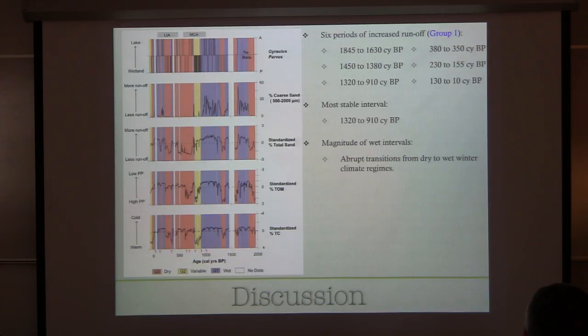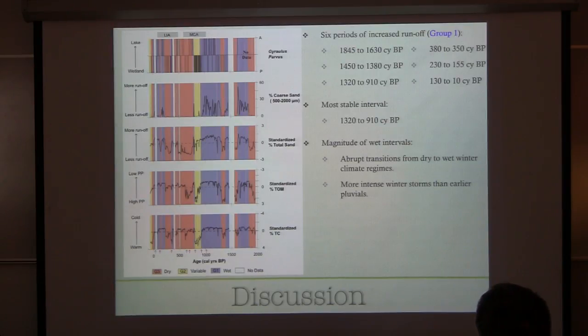And if we look at the 6 different blue areas, we see that the earlier 3 have much more coarse sand than the more recent 3 pluvials, or extreme wet years. And that tells us that the earlier 3 pluvials are characterized by more intense storms that have a higher transport energy that can wash in more coarse sand than the more recent pluvials.